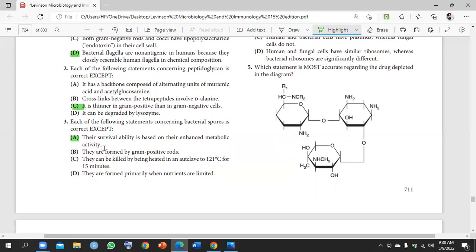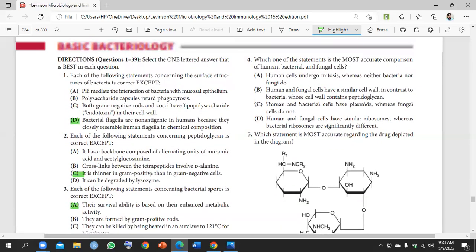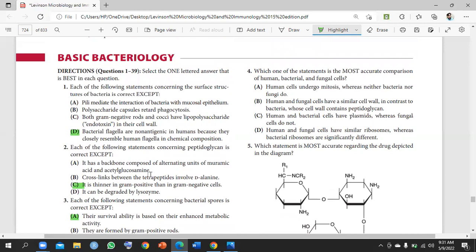Just look here, these 3 statements about the endospores are correct. They are produced by gram positive rods, and they are produced by bacilli and bacillus bacteria. They can be killed by autoclaving. Yes, it is correct, and they are formed primarily when nutrients are limited. Okay, so we all know that when there is nutrient limitation, endospores are formed, in order to avoid that condition.